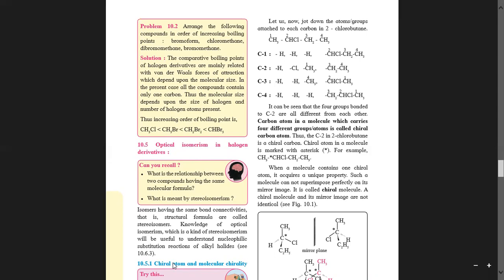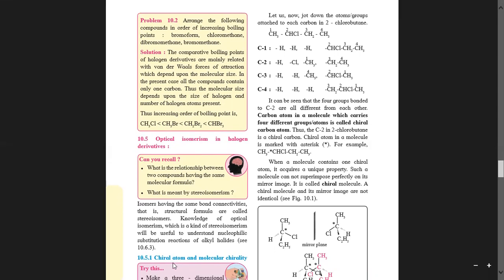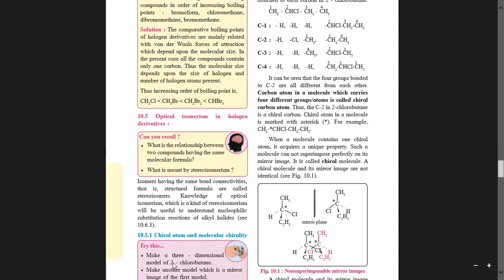In 2-chlorobutane, this second carbon is a chiral carbon because it is bonded to 4 different groups. It is marked with this asterisk. So this is the structure of 2-chlorobutane. Now, when a molecule contains one chiral carbon atom, it possesses the property of non-superimposability of its mirror image. It is called a chiral molecule.